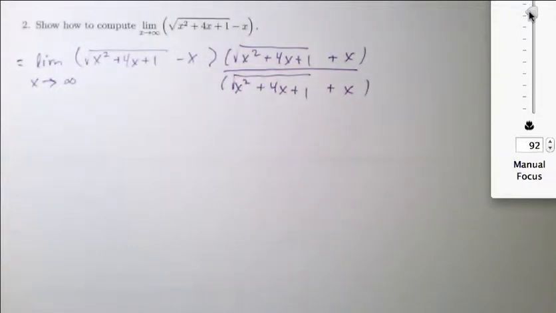Sorry about the focus here. I'll turn that off so it doesn't bounce around anymore. There we go.